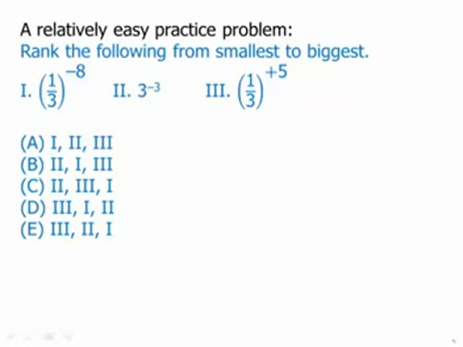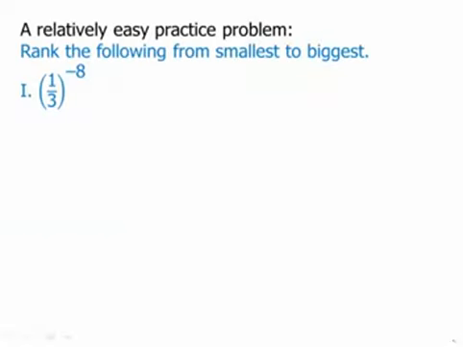So we have to rank things from smallest to biggest. The test loves these ranking questions. So first of all, 1/3 to the -8. Well, what does that mean? That's the same as 3 to the +8. Now remember that 3 to the 4th is 81. So let's approximate that as 80. 3 to the 8th is going to be 3 to the 4th squared, so that's approximately 80 squared. And 80 squared is up above 6,000. So that's a relatively large number. That's what 1 equals.